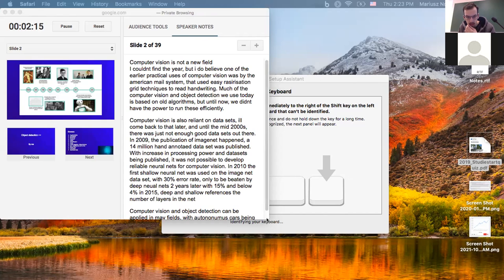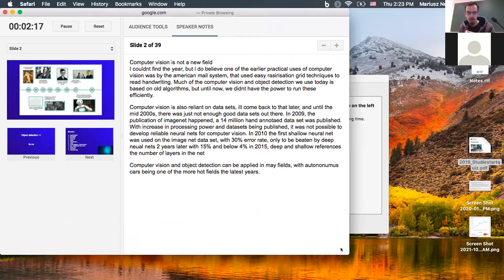Give me a second. How do you do anything on a Mac? I tried to resize the note window here.